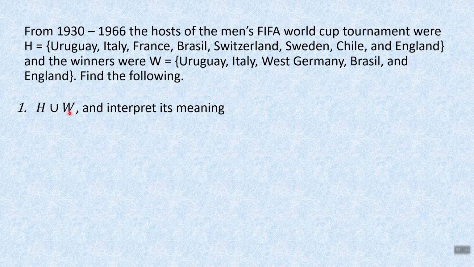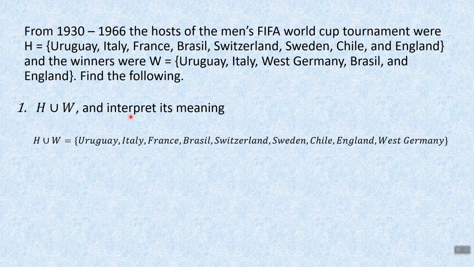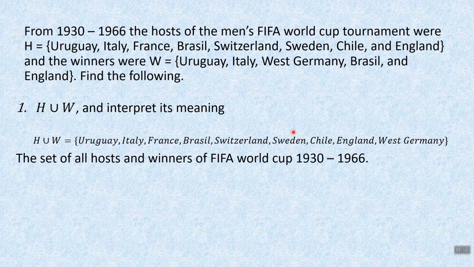Now, a union of sets, right? So we'll write down everything in H: Uruguay, Italy, France, Brazil, Switzerland, Sweden, Chile, England, and then anything from W that we haven't already listed. Uruguay's there, Italy's there, West Germany is not, so we wrote it down. Brazil is there, and so is England. So what does this mean? H union W represents the set of all hosts and winners of the FIFA World Cup between 1930 and 1966. If instead we wanted to find H intersect W, we could interpret its meaning.